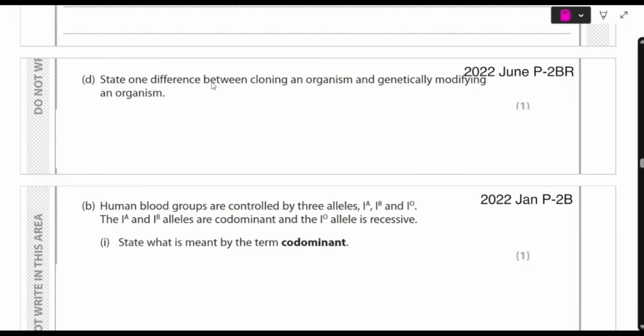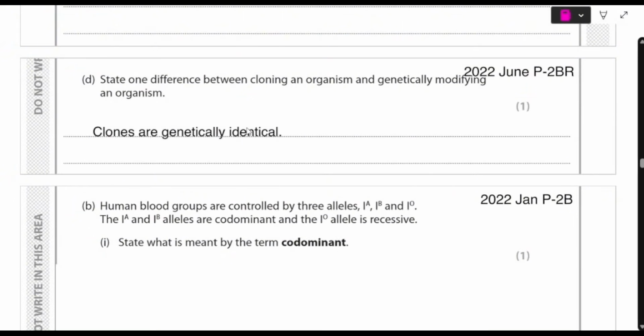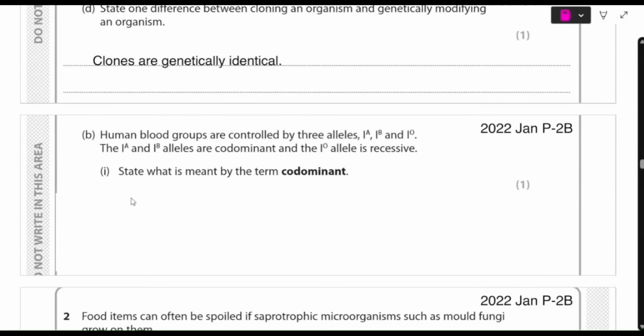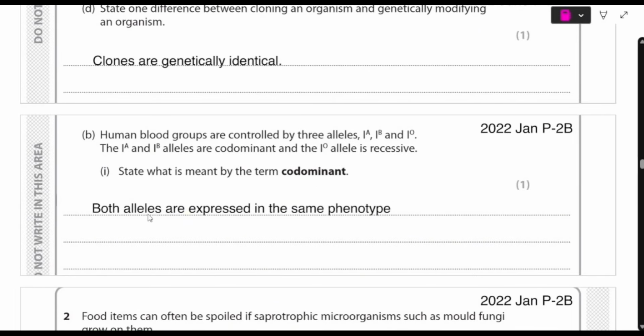State one difference between cloning an organism and genetically modifying an organism. So we know cloning, they are genetically identical to their parent, or from where they have been cloned from. State what is meant by codominant. We know in codominance, both the alleles are dominant, which is why both of them are expressed. So both alleles are expressed in the same phenotype.